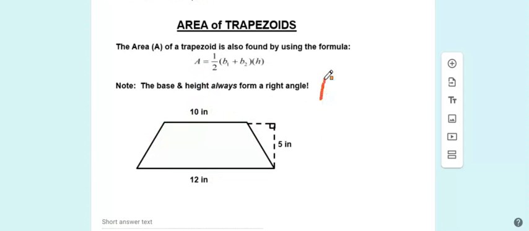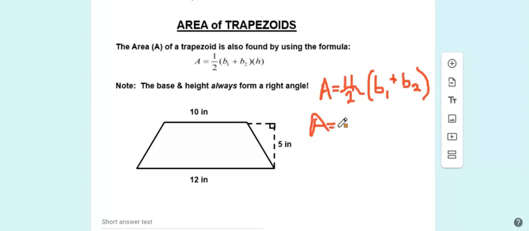So I'm going to write down my area formula. Area equals 1/2. Let me just put H next to the 1/2. So 1/2 of height times the sum of the bases. So B1 plus B2. Okay, now I'm going to plug in what I know right here. So area equals 1/2 times my height, which I identified as 5. So 1/2 times 5. Okay, then I have B1 plus B2. This is B1. This is B2.